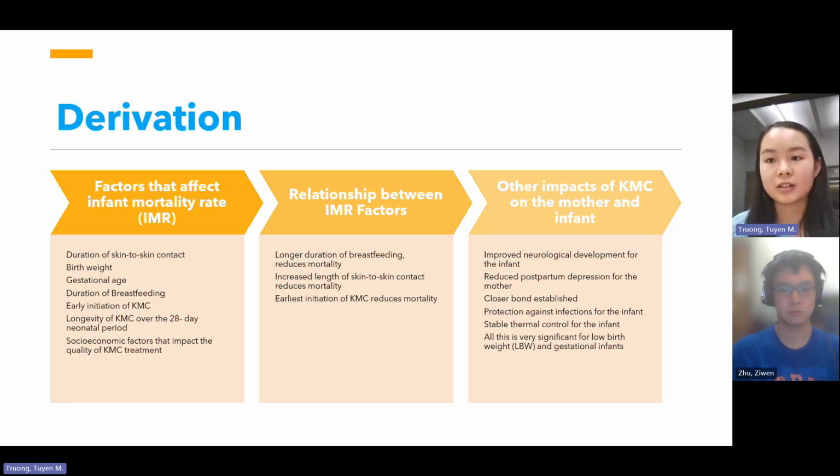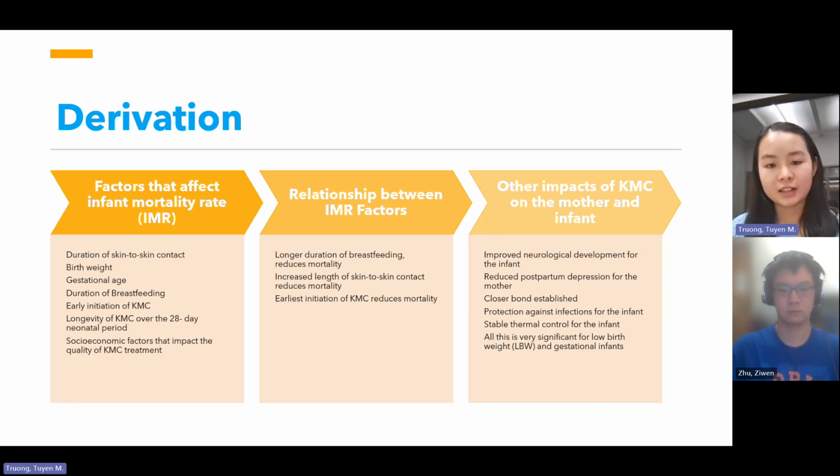When you have an increased length of skin-to-skin contact, the infant mortality rate tends to decrease. Also, if you initiate KMC treatment earlier on in the period, then this reduces the mortality rate for the infant. And it's just assumed from previous literature reviews that a longer duration of breastfeeding for the infant will obviously reduce the mortality rate. And all this has benefits to both the mother and the infant, which includes improved neurological development for the infant. It also helps decrease depression after birth for the mother, and it establishes a closer attachment that the infant has with its mother, thus strengthening the bond between the two.